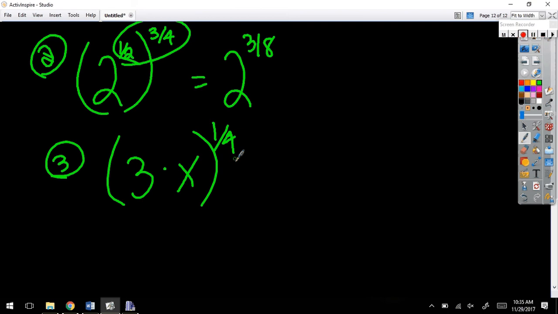When you are multiplying inside the parentheses, what do you do with the exponent on the outside? You distribute. Now be careful because we said when you add or subtract, you don't. But when you're multiplying inside, you do both of them. You distribute.